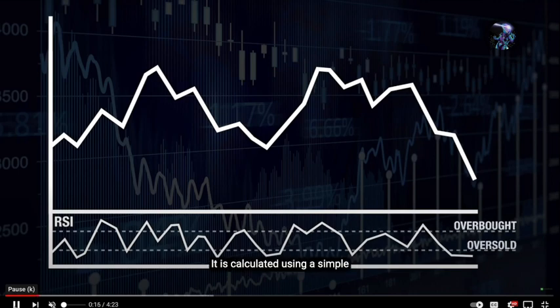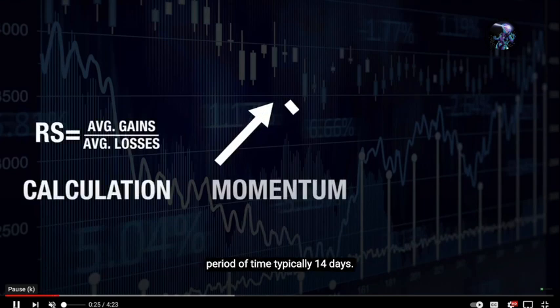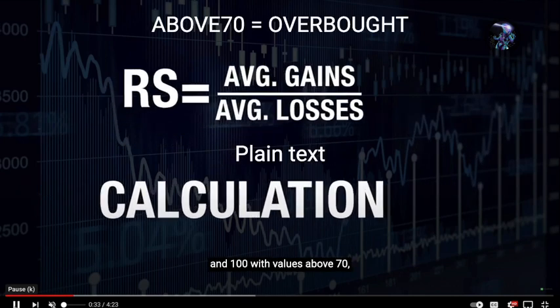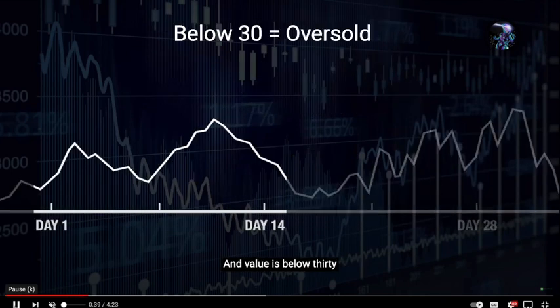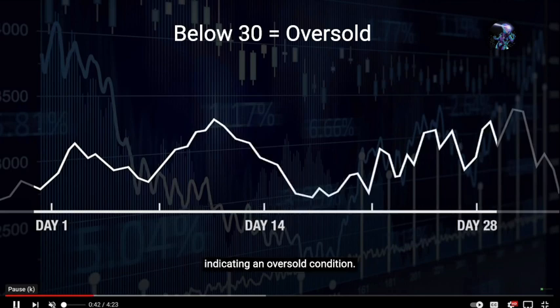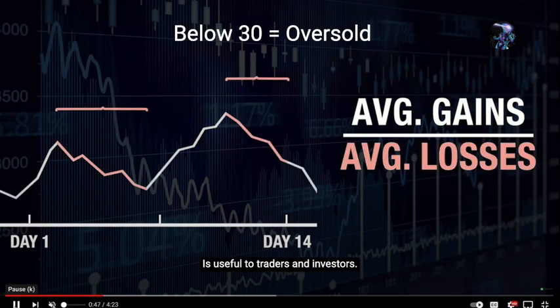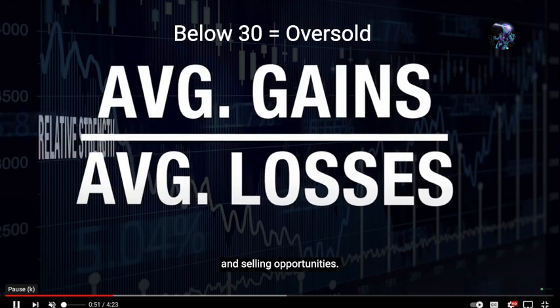It is calculated using a simple mathematical formula that compares the average gains to the average losses over a specified period of time, typically 14 days. The RSI oscillates between 0 and 100, with values above 70 indicating an overbought condition and values below 30 indicating an oversold condition. This information is useful to traders and investors to help identify potential buying and selling opportunities.